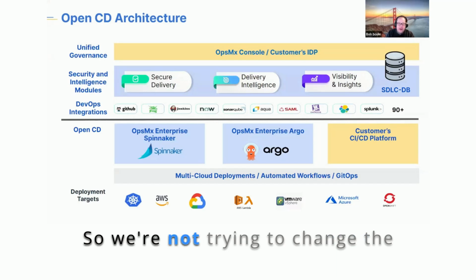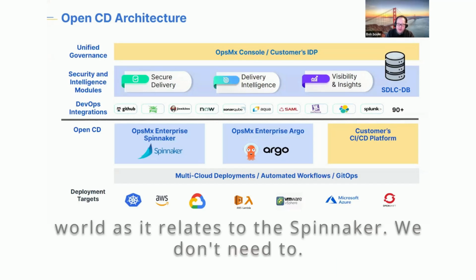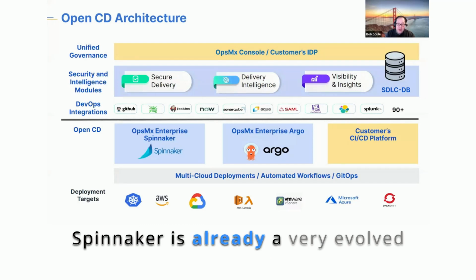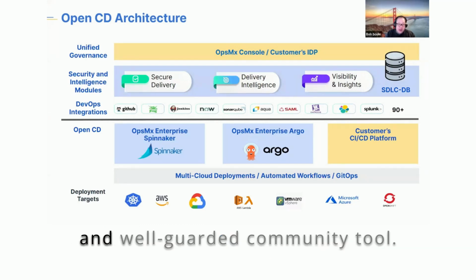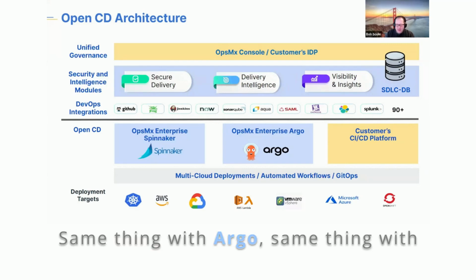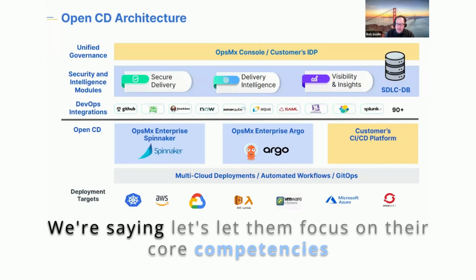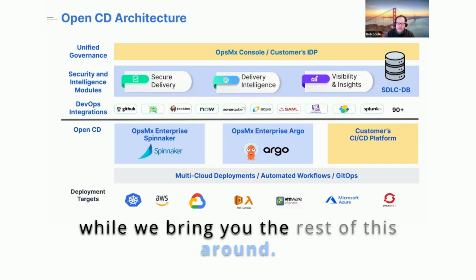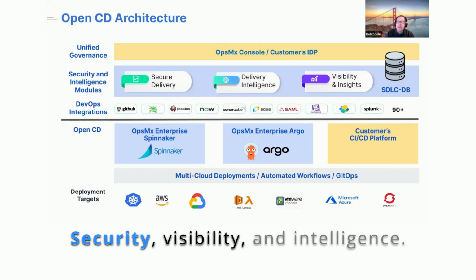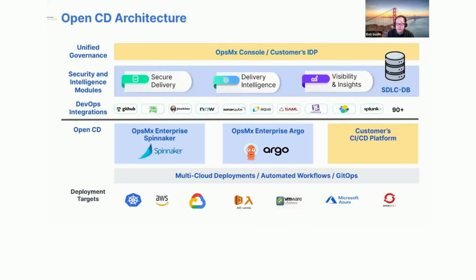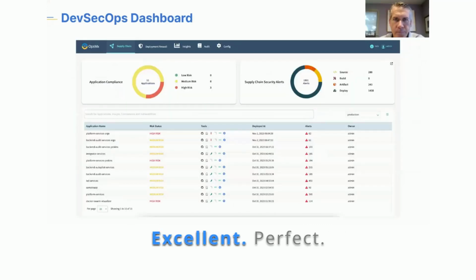So we're not trying to change the world as it relates to Spinnaker. We don't need to. Spinnaker's already a very evolved and well-guarded community tool. Same thing with Argo. Same thing with the other pieces that are out there. We're saying let's let them focus on their core competencies while we bring you the rest of this around security, visibility, and intelligence.